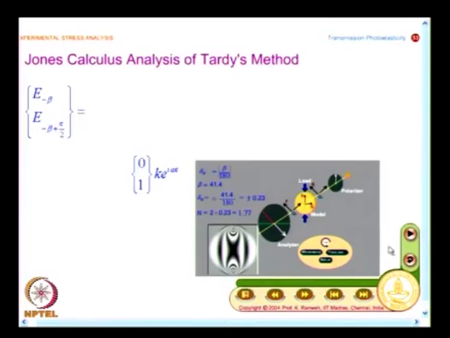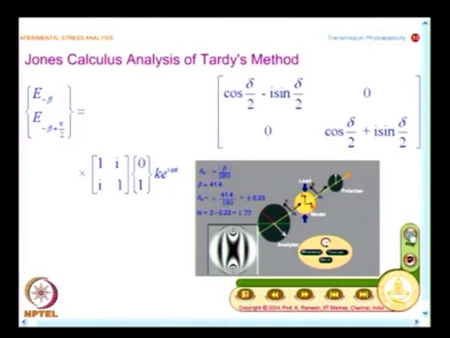Now, I write the matrices for each of the optical elements, and you know very well what is the Jones matrix for the first quarter wave plate, very simple, and the model, because theta is 0, this matrix is very simple. I simply have cos delta by 2 minus i sin delta by 2, and these two terms go to 0, and I have cos delta by 2 plus i sin delta by 2.